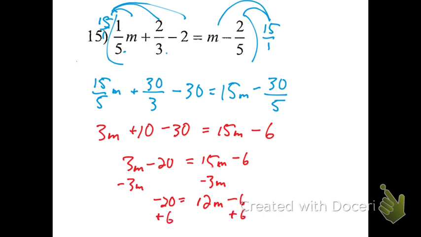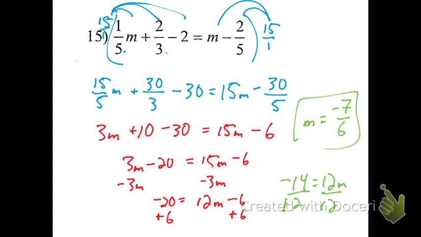When you do that, you end up with -14 is equal to 12m. Then you're going to divide both sides by 12. So m is going to equal, and when you simplify, they're both divisible by 2, -7/6.